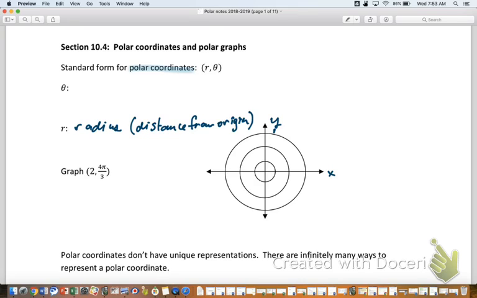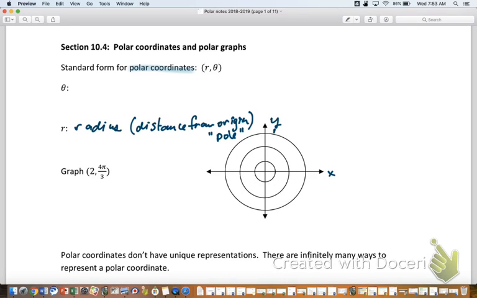And, in polar coordinates, we sometimes refer to the origin with a different word. Has anybody ever heard of a different word for the origin? No? Okay, so sometimes we refer to the origin as the pole. You know, like the North Pole, the South Pole, that sort of thing. Okay, so R stands for radius.